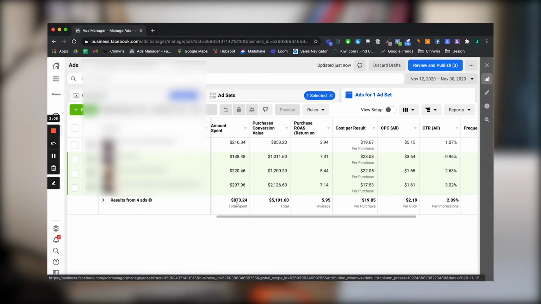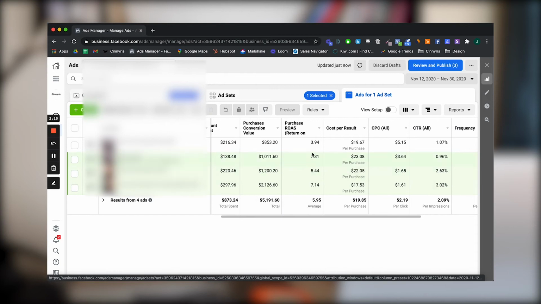You can see here again, we spent $873 in total and generated $5,200 back. Overall, all of our ads were profitable. We didn't have to turn off any of the ads. Again, this came from the element that I discussed earlier, which is we really took the time to understand who the customers are, what their concerns are, and how we incorporate those in the ads, which allowed us to have success with every single creative that we created.